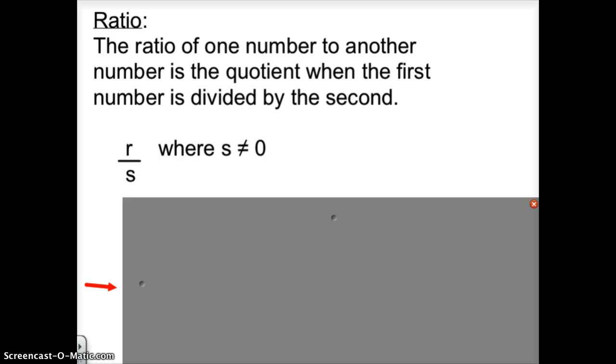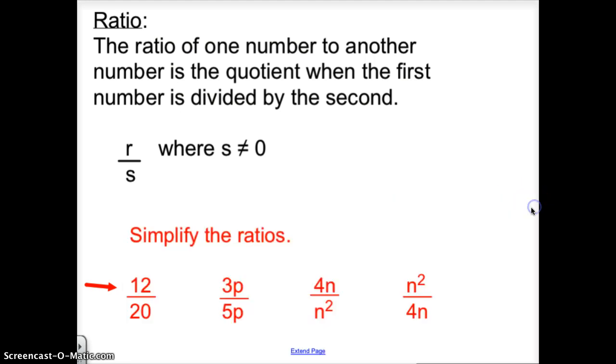A ratio is just a number in combination with another number as the quotient, where the first number is divided by the second, as long as the second number is not 0. Take a second and just refresh yourselves by simplifying the following ratios. Here we should have had 3/5. Here we also should have had 3/5. Here we should have 4 over n, and in this example we should have n over 4.